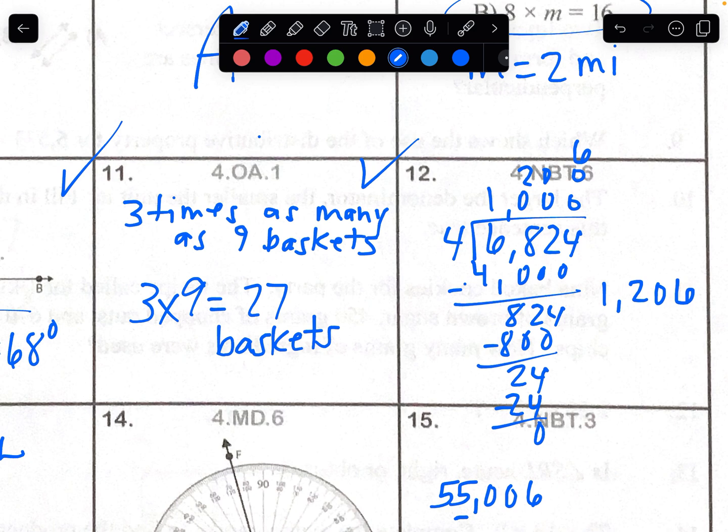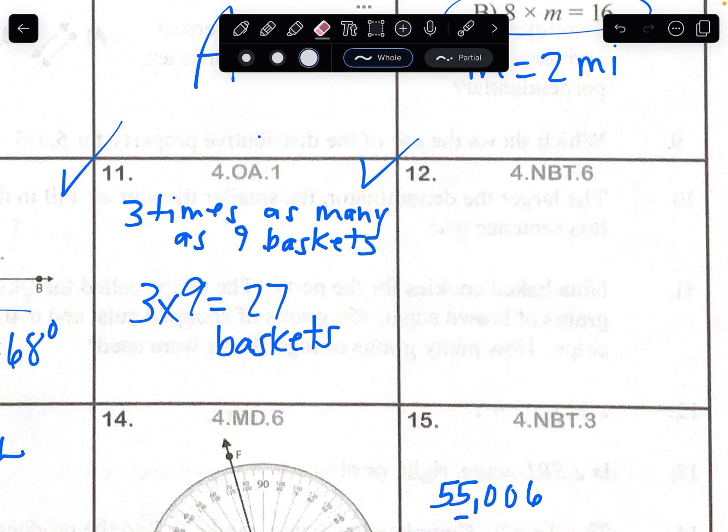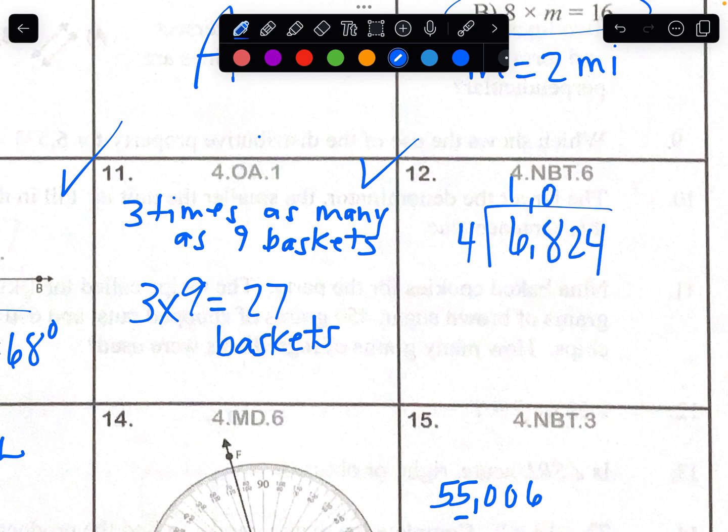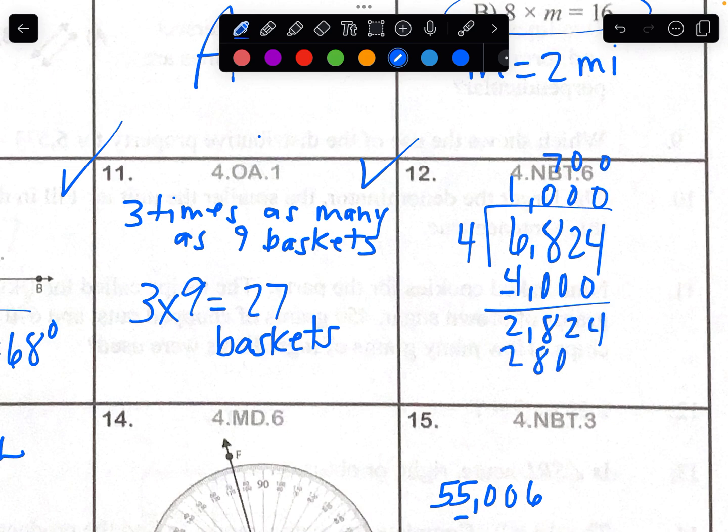All right, my answers don't match up. I must have wrote my problem down wrong, and I did. All right, let's go back. I wrote the entire problem down wrong. Okay, 6,824 divided by 4. All right, you can go in 1,000 times. 2,824. Then it goes in 700 for 2,800. And then you have a solid 6 for 1,706. Sorry about that.